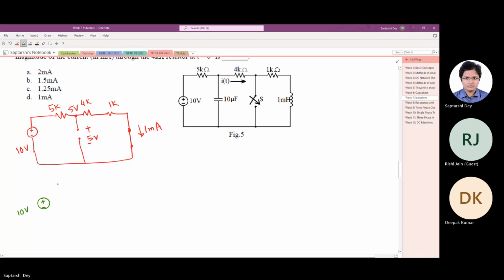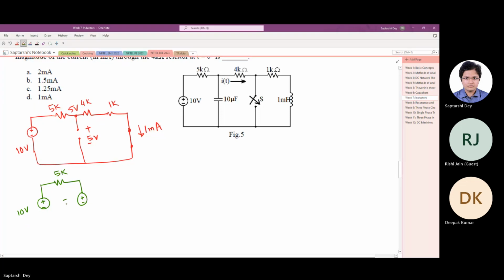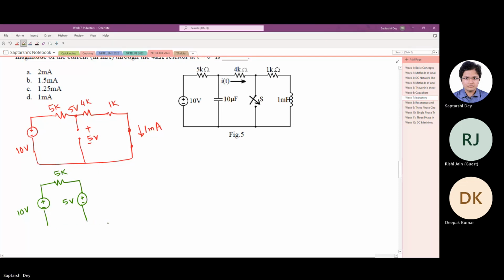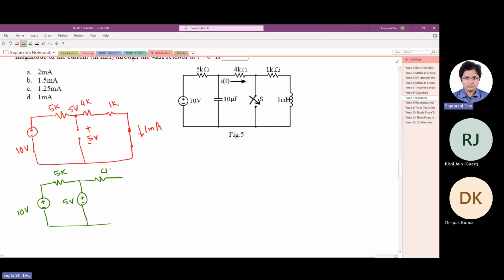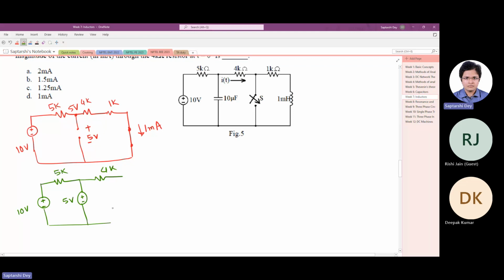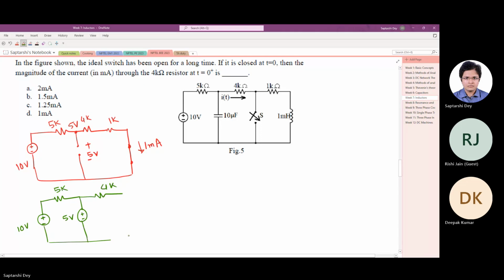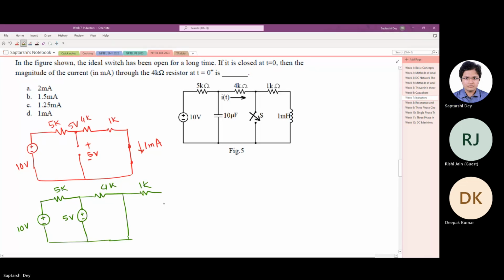This is 10 volt, 5k, 5 volt. Sorry, just getting. And 4k. This one is closed, right? Let me just check the question once. Closed. 1K and 1 milliampere.